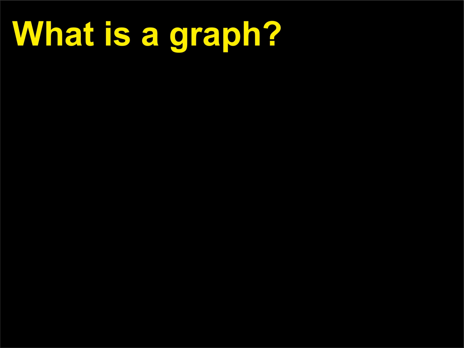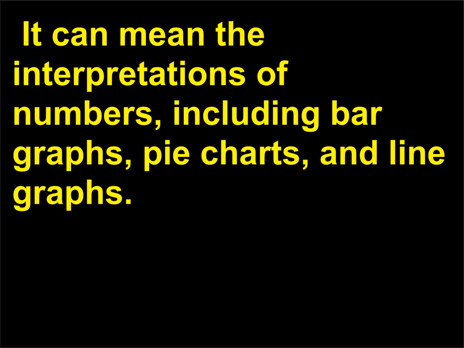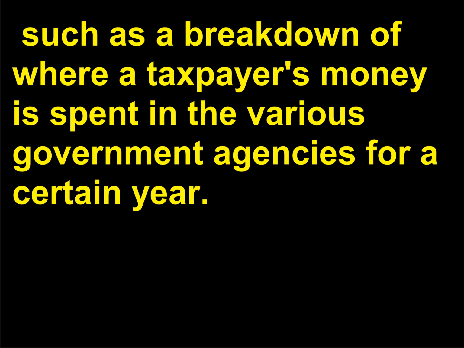What is a graph? The term graph has several different meanings in mathematics. It can mean the interpretations of numbers, including bar graphs, pie charts, and line graphs. For example, a pie chart graph is often used to represent percents, such as a breakdown of where a taxpayer's money is spent in the various government agencies for a certain year.